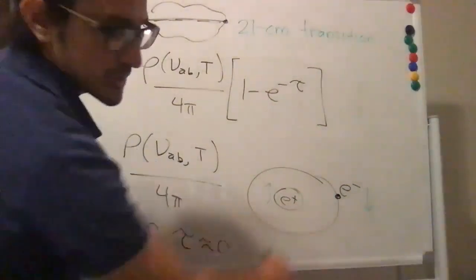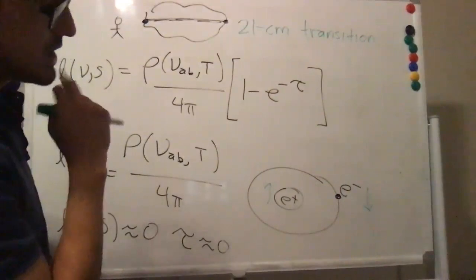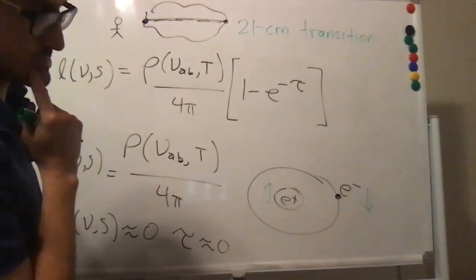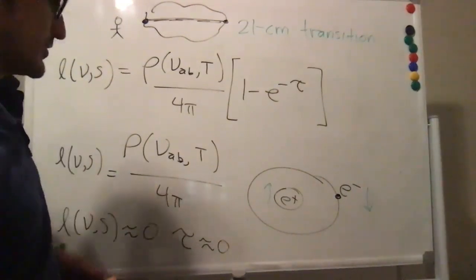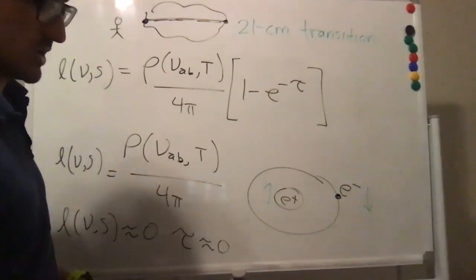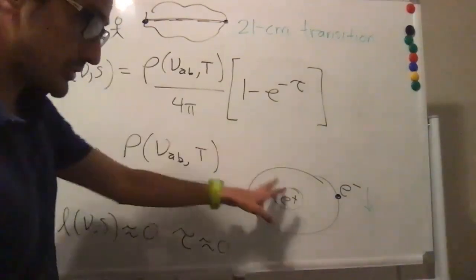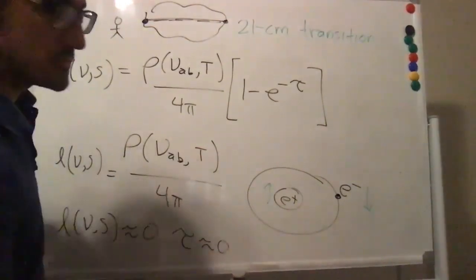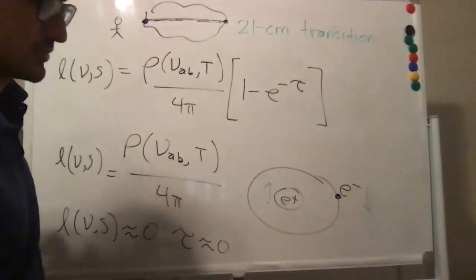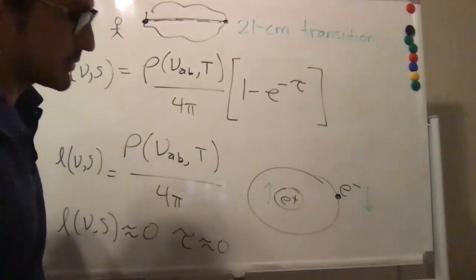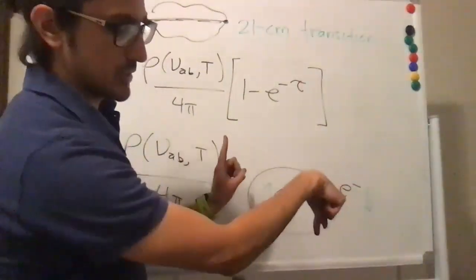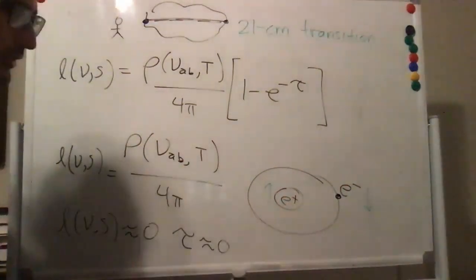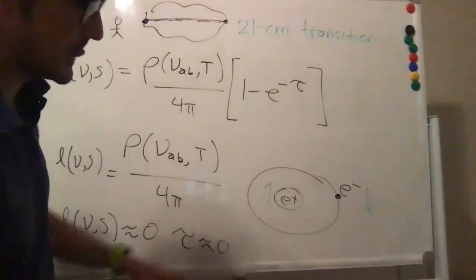Do you think there's going to be an energy difference between these two states? There is an energy difference. The energy difference is so tiny that if you just grab hydrogen atoms randomly, half of them are going to be different spins, and the other half are going to be aligned in the same direction. It's a very small difference in energy, but it is there.